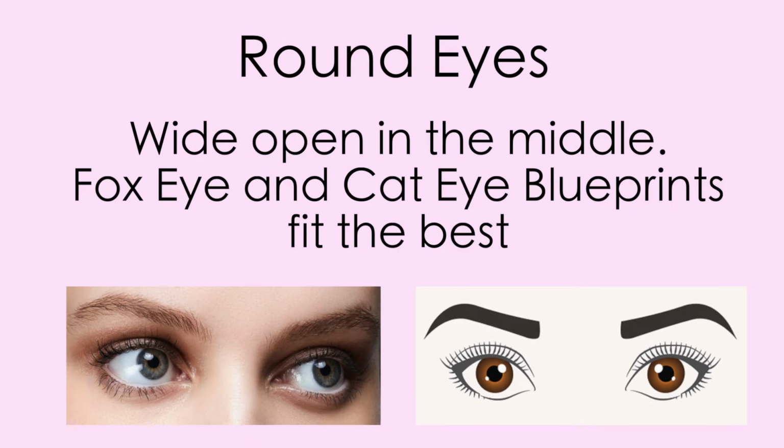Next shape is round eyes. Round eyes are wide open in the middle. To balance those big eyes, we want to elongate them. So fox eye and cat eye blueprints will fit those round eyes the best.